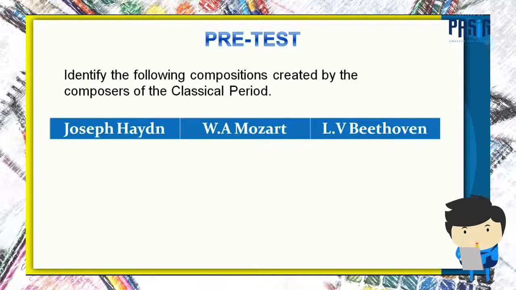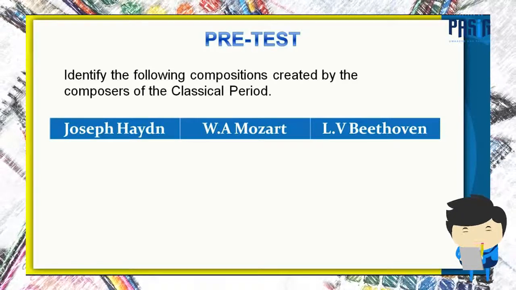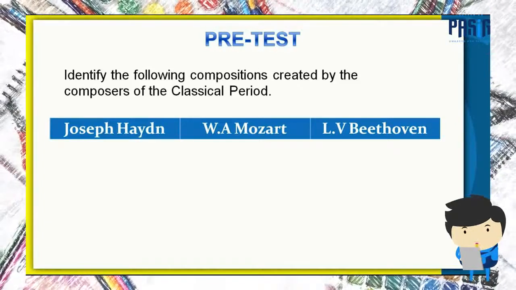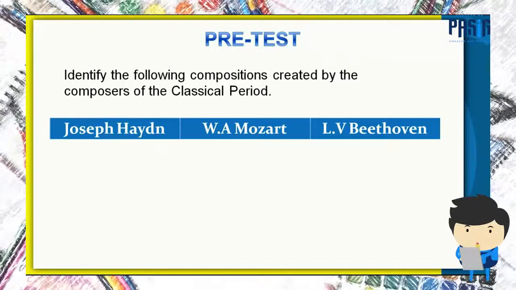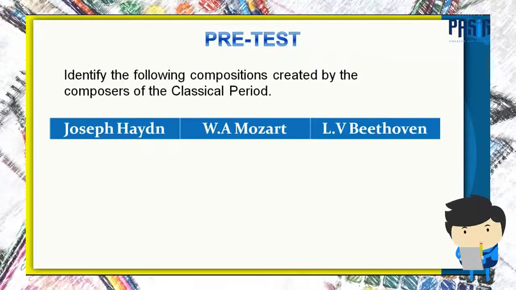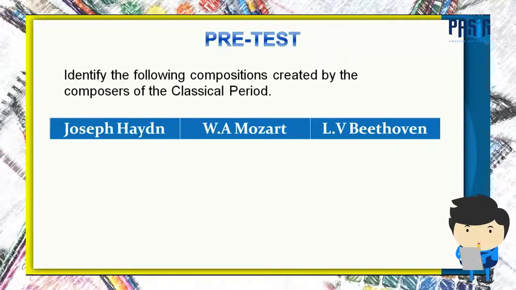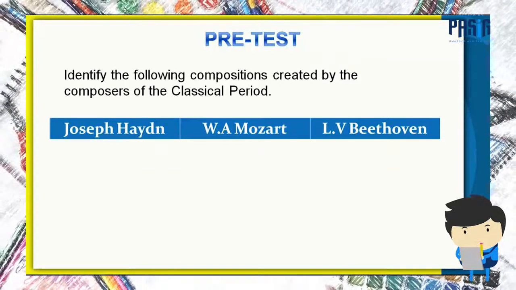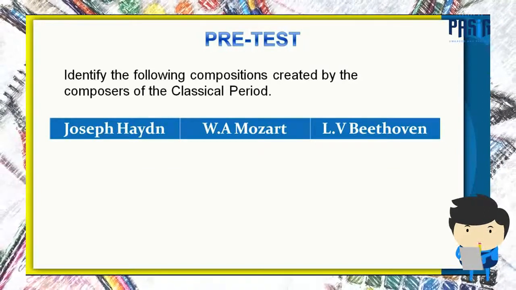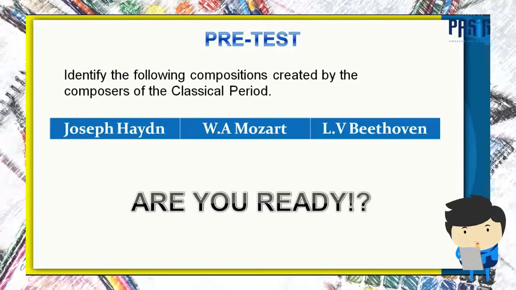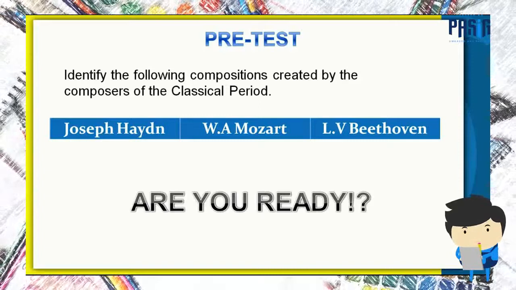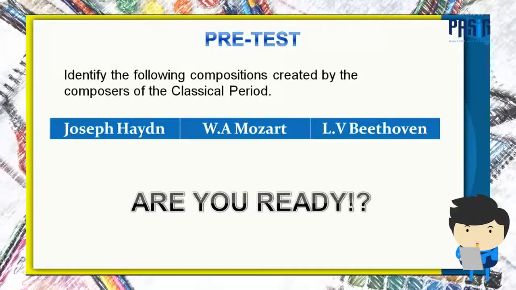Here are the choices. First, we have Joseph Haydn. Next is W.A. Mozart or Wolfgang Amadeus Mozart. Then, the last, L.V. Beethoven or Ludwig van Beethoven. Are you ready, class? If you're ready, let us proceed now.